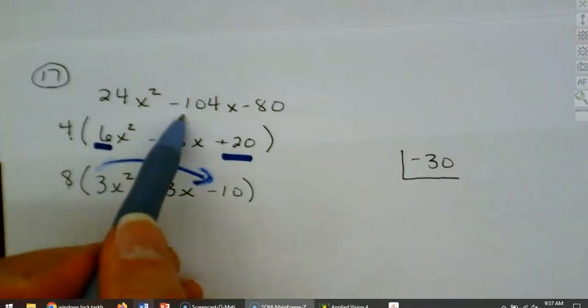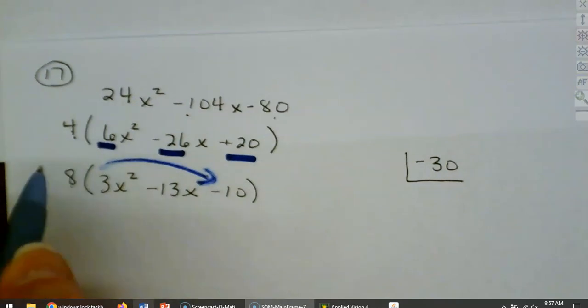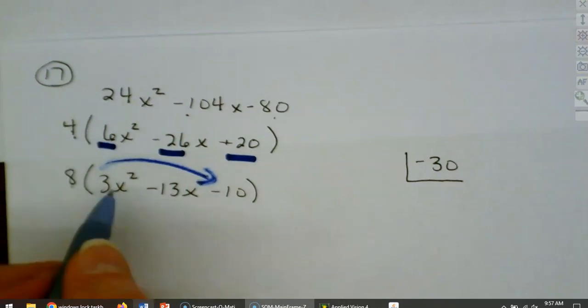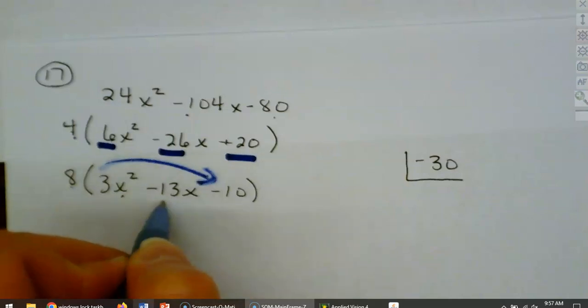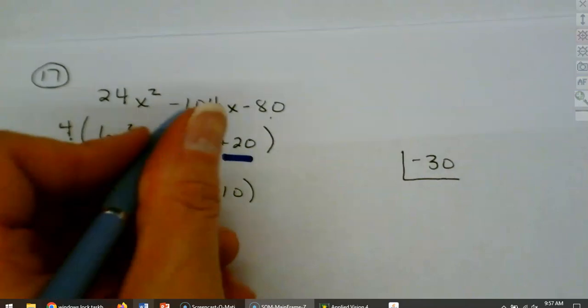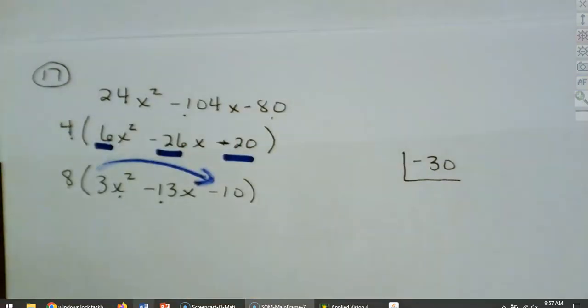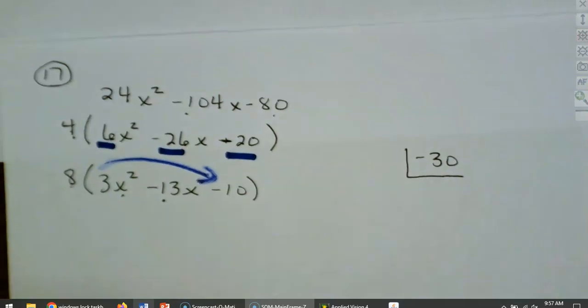Okay, so we have 24 minus 104 minus 80. And we took out an 8, and that left you with then a 3x squared. Left you with a minus 13. Okay, and then that left you with a, and that should be a minus up here as well. Sorry about that. A minus 10. First times the last, that's a negative 30.